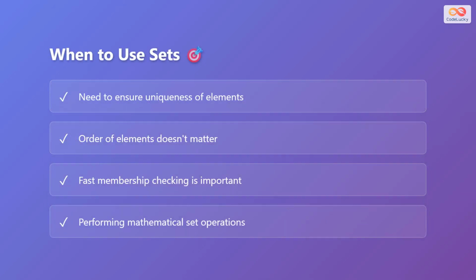Sets are ideal in several scenarios. Use them when you need to ensure uniqueness of elements, automatically preventing duplicates. They're perfect when the order of elements doesn't matter in your application. Sets also provide fast membership checking, making them efficient for testing if an element exists. Finally, they're great for performing mathematical set operations like union, intersection, and subtraction.